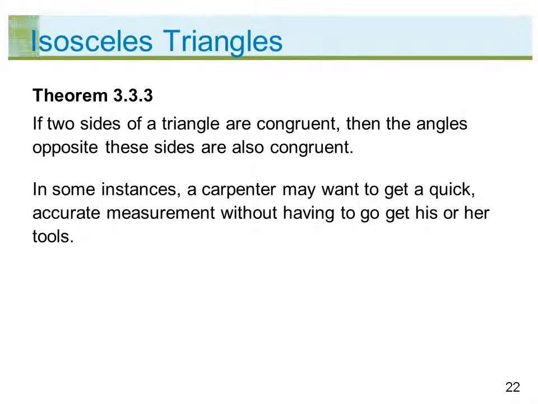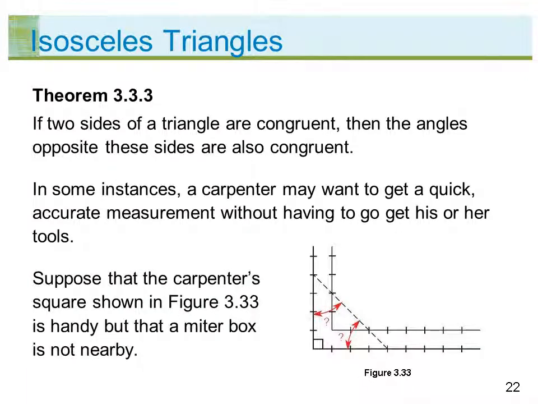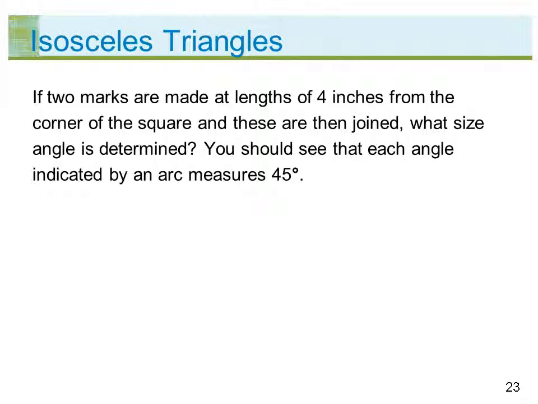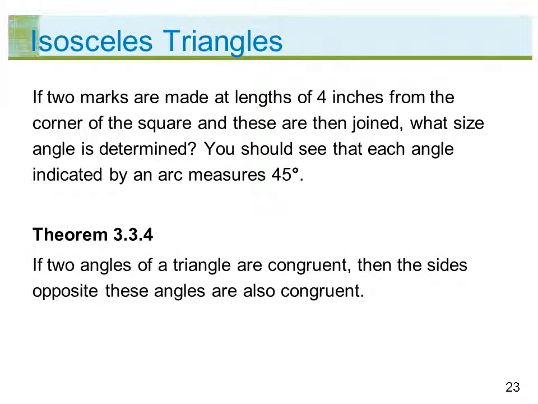In some instances, a carpenter may want to get a quick, accurate measurement without having to go to his or her tools. Suppose that the carpenter's square shown in Figure 3.33 is handy, but that a miter box is not nearby. If two marks are made at lengths of 4 inches from the corner of the square, and these are then joined, what size angle is determined? You should see that each angle indicated by an arc measures 45 degrees. Theorem 3.3.4. If two angles of a triangle are congruent, then the sides opposite these angles are also congruent.